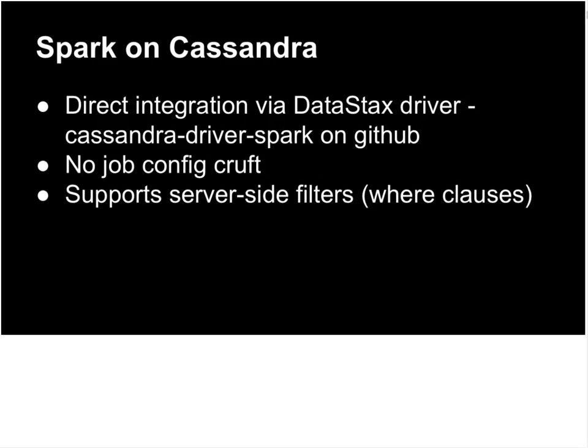It supports server-side filters, basically where clauses, that allow Cassandra to filter the data prior to pulling it in for analysis. Obviously, this can save a huge amount of processing time and overhead, since Spark never has to look at the data you don't care about. And as with the Hadoop integration, it knows where your data lives on the cluster, and it will try to load data locally if possible to avoid network overhead.